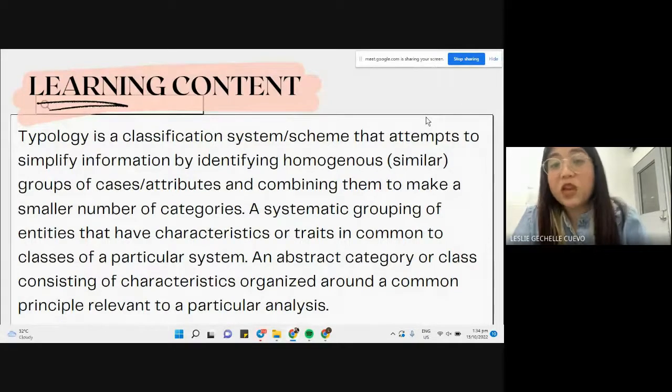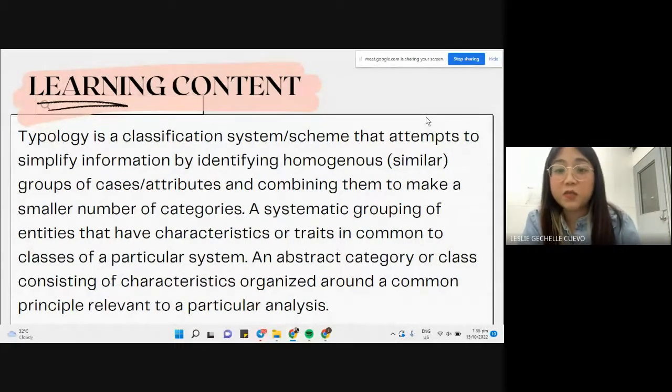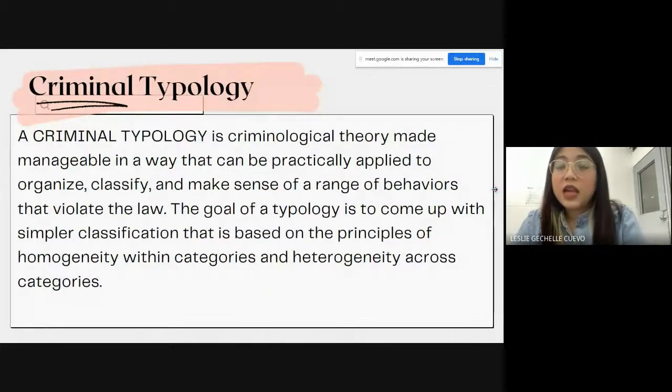A systematic grouping of entities that have characteristics or traits in common to classes of a particular system. Yung mga may pare-parehas na katangian, igugrupo mo sila. An abstract category or class consisting of characteristics organized around a common principle relevant to a particular analysis. A criminal typology is a criminological theory made manageable in a way that can be practically applied to organize, classify, and make sense of a range of behaviors that violate the law.